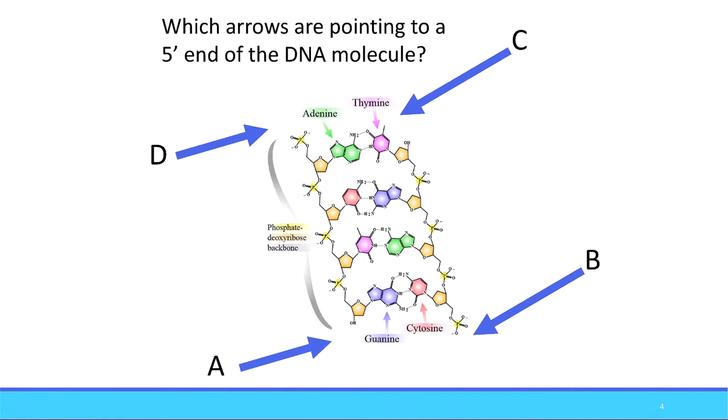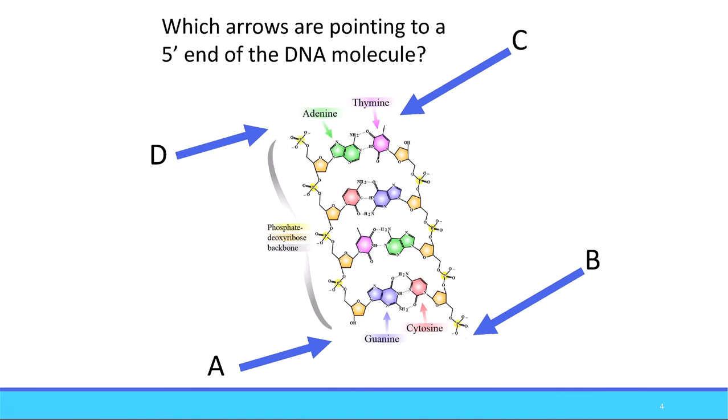So we're going to start with a practice problem. For this practice problem, we are going to remind ourselves of how do we figure out what is a 3' end and what is a 5' end of DNA. This question is asking us to tell me which arrows are pointing to a 5' end.